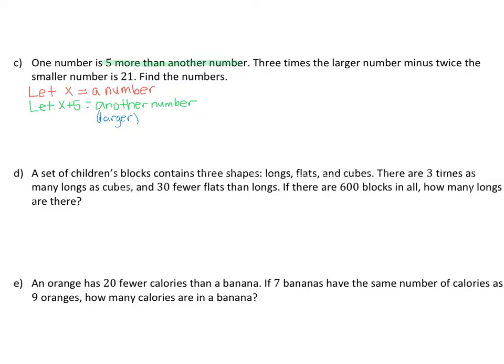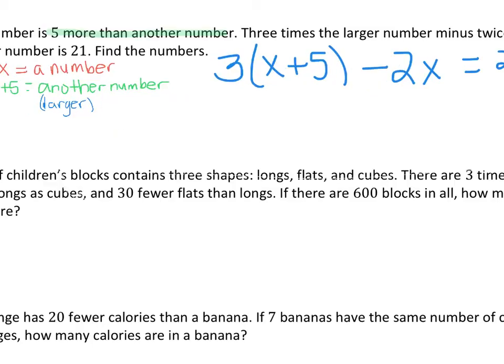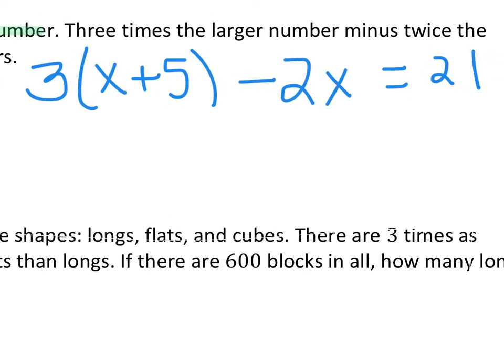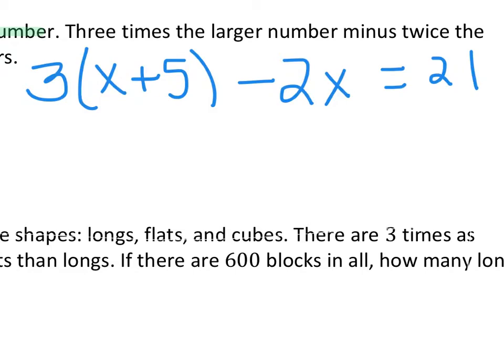Okay. 3 times the larger. So 3 times the larger, which is x plus 5. Minus twice the smaller, remember the smaller is x, so 2x, equals 21. Now let's go ahead and solve that. Let's first distribute the 3. So we have 3x plus 15, bring down everything else, minus 2x equals 21.